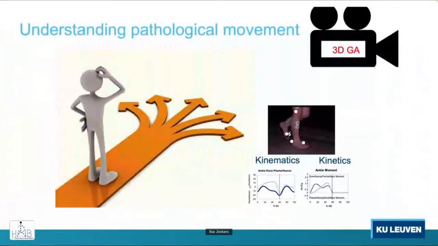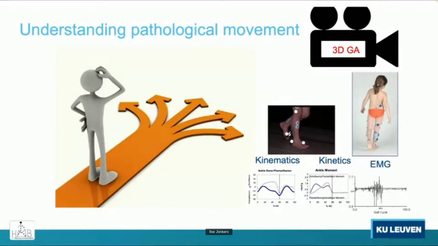So to understand the cause of movement disorders, integrated 3D motion capture offers an enormous potential to objectively describe the patient's gait dysfunction in terms of joint angles and moments in different planes, as well as the underlying muscle coordination strategy as reflected in surface EMG measurements.